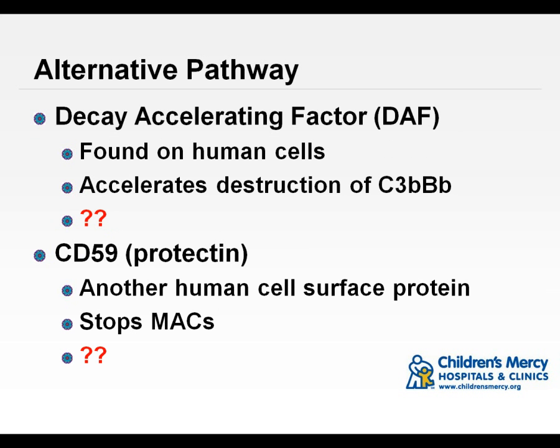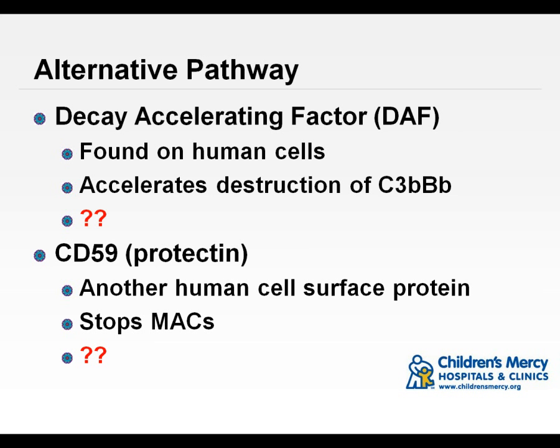Now, there are other fail-safes to make sure that your complement system isn't punching holes in your own cells when it shouldn't be. One of these fail-safes is called the decay accelerating factor, or DAF. It's only found on human cells, and it will actually accelerate the destruction of that C3bBb. Similarly, CD59, or protectin, is also on human cells to protect them. It will stop the MAC complex from forming.